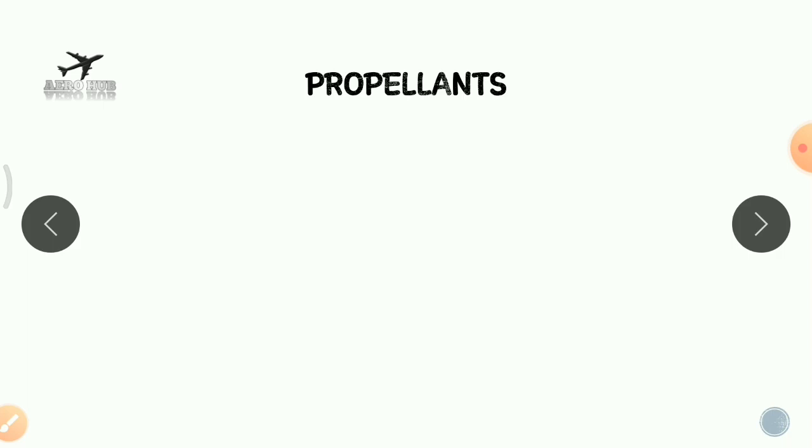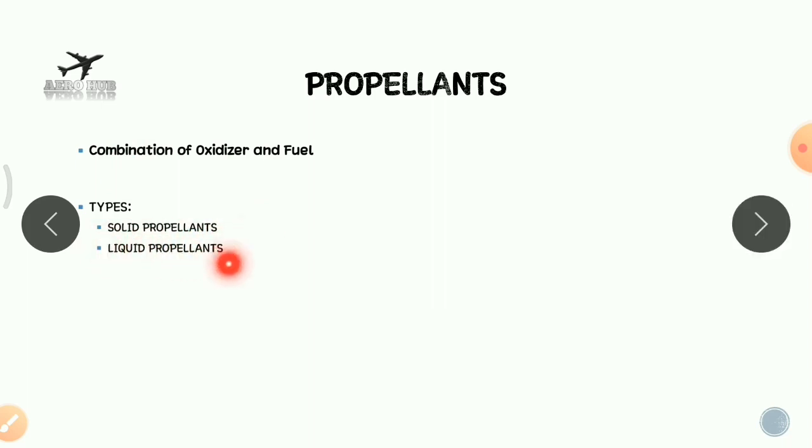One of the important terms which will be used throughout this course is propellant. Propellants are nothing but the combination of oxidizer and fuel, and there are different types of propellant. The first one is called solid propellant, the second is liquid propellant, the third is hybrid, and the final one is hypergolic propellant. We have other types of propellants also, but I am not going deep into that. We will discuss only these four types of propellant rockets.